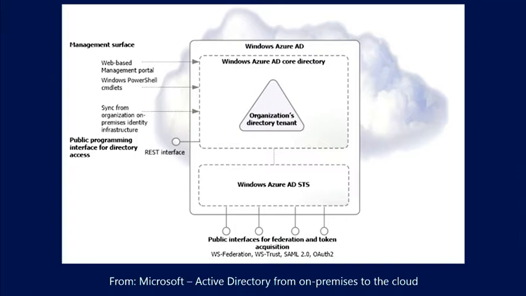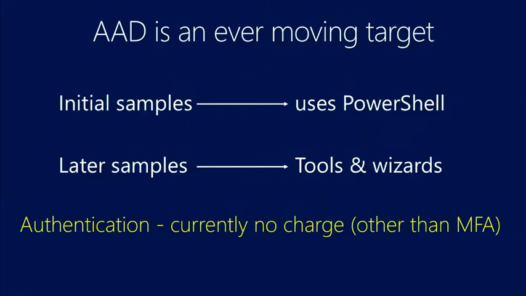You can also access this with PowerShell commandlets. You can do the DIRSync that we spoke about earlier, and there's also REST interfaces coming in. All different ways that you can manage this data. The problem with Azure Active Directory is that it is really an ever-moving target.